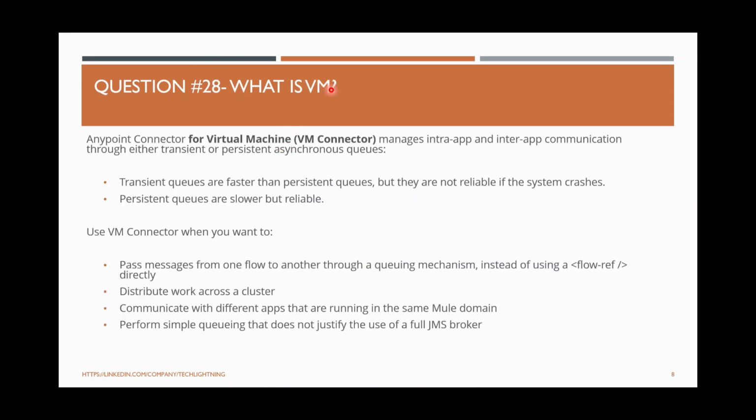What is VM? VM is also a connector. It is mainly used for managing intra-app and inter-app communication through either transient or persistent asynchronous queues. For example, you have a use case where you need to send some data to another system asynchronously, or in a sequential way, where you put it into a queue and process it from there. Then we can use VM to send the data via queue.